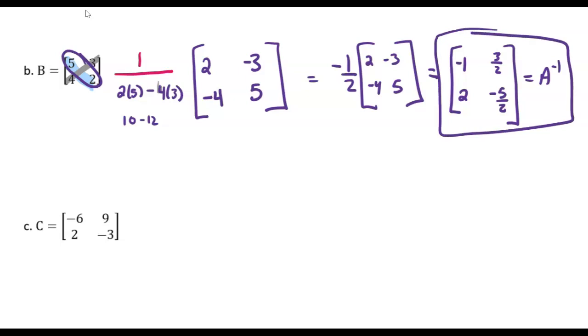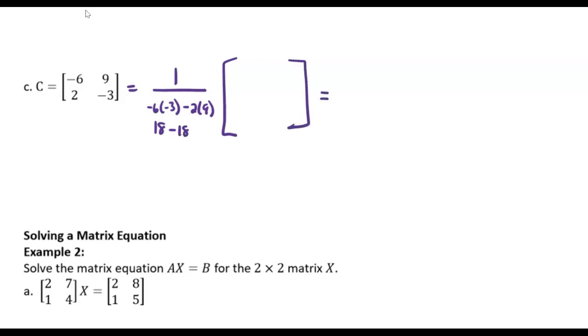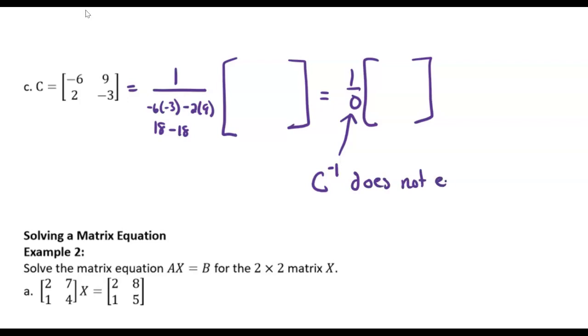If you want to pause and try C, you can. I'll go ahead and work through it. And if you're feeling fine about it and want to skip it, that's okay too. I'm going to do 1 over the determinant, which is -6 times -3 minus 2 times 9. On the bottom, I get 18 minus 18. So I'm going to have 1 over 0 times whatever that matrix is. Because you can't divide by 0, it does not have an inverse. So C to the negative 1 does not exist. And how you know that is if the determinant is 0, it cannot have an inverse.